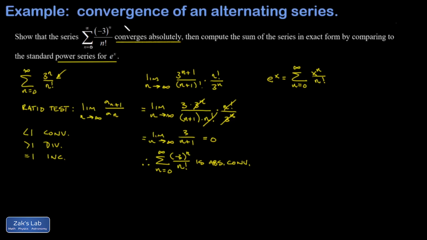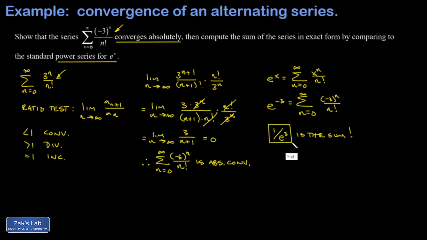And then when I compare to the series that we started with, I realize I have some number to the n over n factorial, and n is going from 0 to infinity. So x is just negative 3 here. So I have e to the negative 3. Just to make this extra clear, e to the negative 3 is going to be the sum of negative 3 to the n over n factorial. In other words, the sum of our original series is equal to 1 over e cubed.